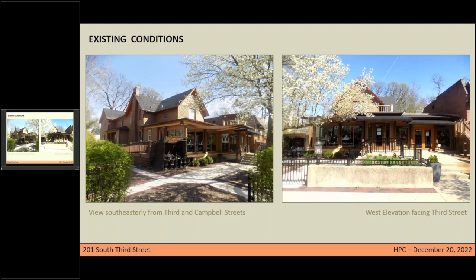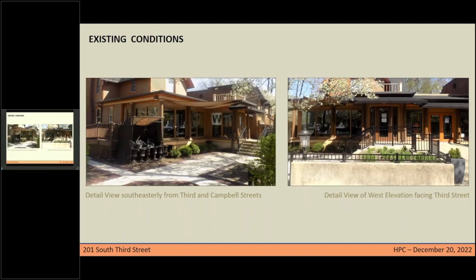The proposal is to remove those windows or those doors and replace with a fixed storefront system of aluminum and anodized aluminum storefront system. So this is a close-up of the porch, so you can see it both from the corner of Campbell and 3rd Street on the left, and a detail looking at the west elevation that faces 3rd Street.